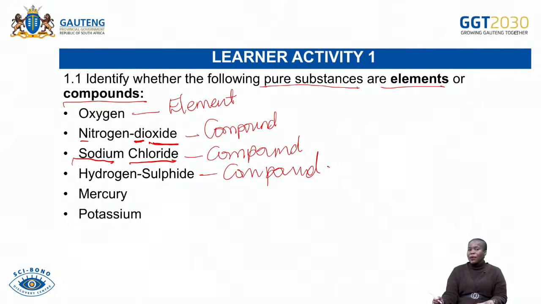Mercury. Mercury is just an element existing on its own, in its purest form. It is not combined with any other element. So mercury is an element.